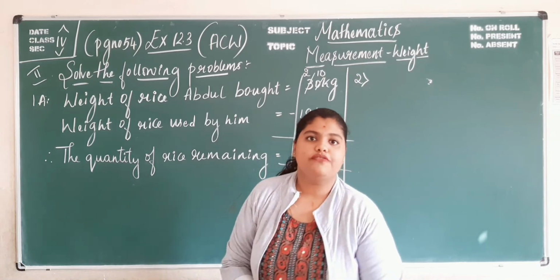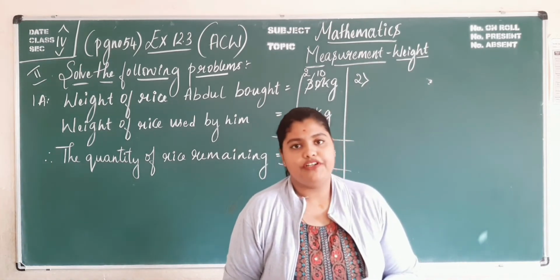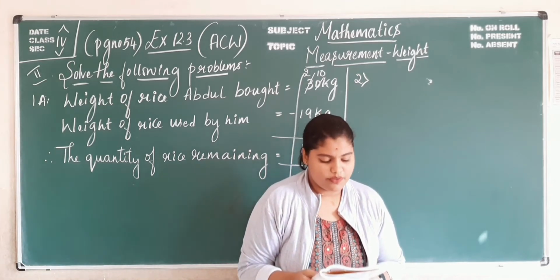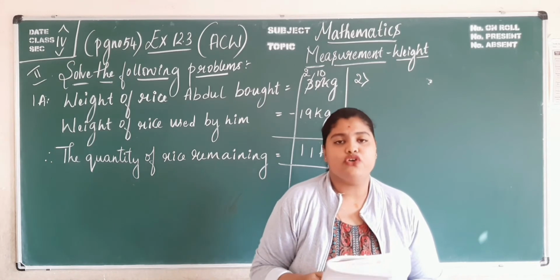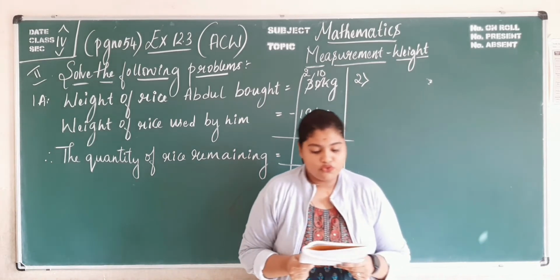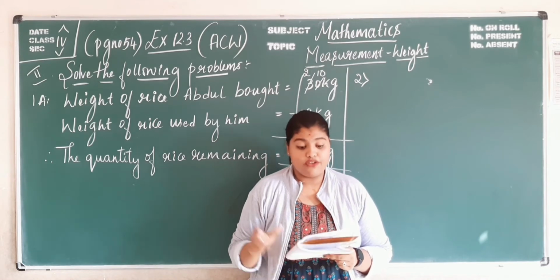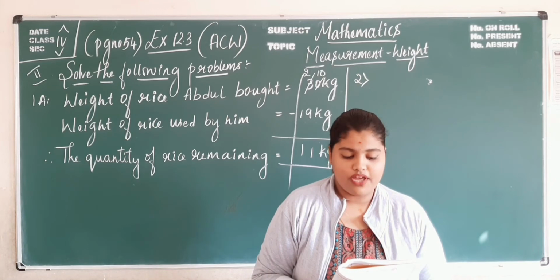Now you can pause the video and write down the second question. Okay, hope you have written the second question. I'll read out the question. In the morning, there were 550 kg of firewood in the godown. In the evening, if 200 kg of firewood was left, what is the quantity of firewood sold?